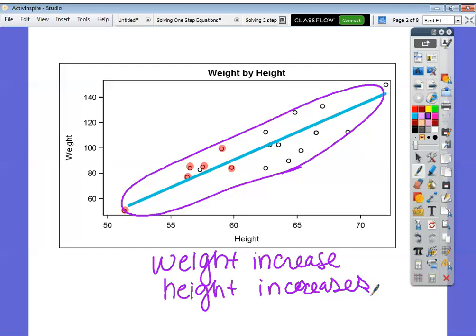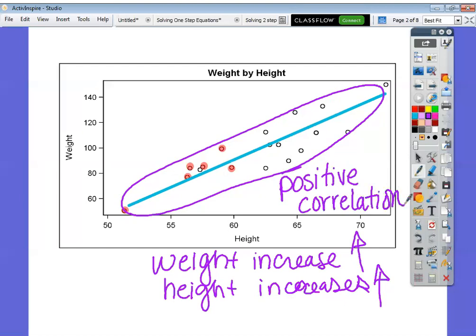When you have a line that goes up in this direction, we talked about this: what kind of slope does that show? It's the same idea here. As one thing increases and the other thing increases, this is called a positive correlation. So there's a positive relationship between weight and height.